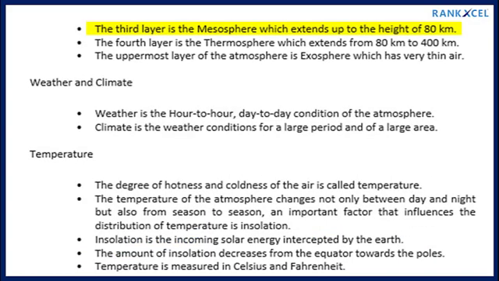The third layer is the mesosphere, which extends up to the height of 80 km. The fourth layer is the thermosphere, which extends from 80 km to 400 km. The uppermost layer of the atmosphere is exosphere, which has very thin air.